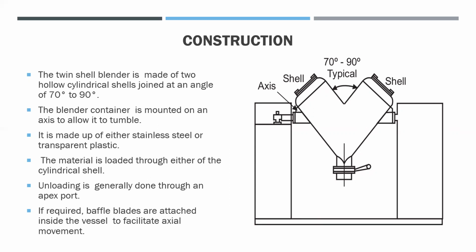The blender container is mounted on an axis. Similar to the double cone blender, it is mounted on this axis to allow the tumbling action. This twin shell blender is made of either stainless steel or transparent plastic.